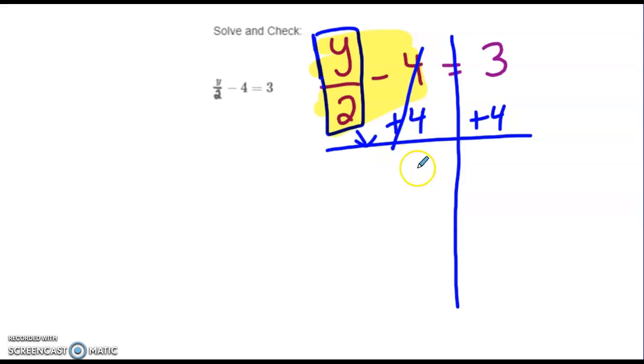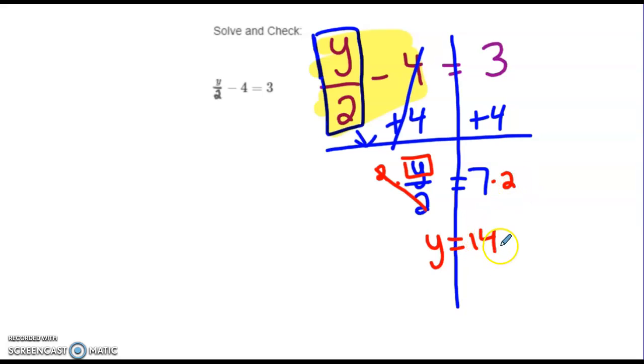4 minus 4 is 0. Bring my y divided by 2 straight down. And 3 plus 4 is 7. Now I am still trying to get that y by itself. Right now I need to get rid of this divided by 2. The opposite of dividing by 2 is to multiply by 2, so I'm going to multiply each side by 2. 2 divided by 2 is 1, so that cancels, leaving me with just 1y. And 7 times 2 is 14. So I have solved it.